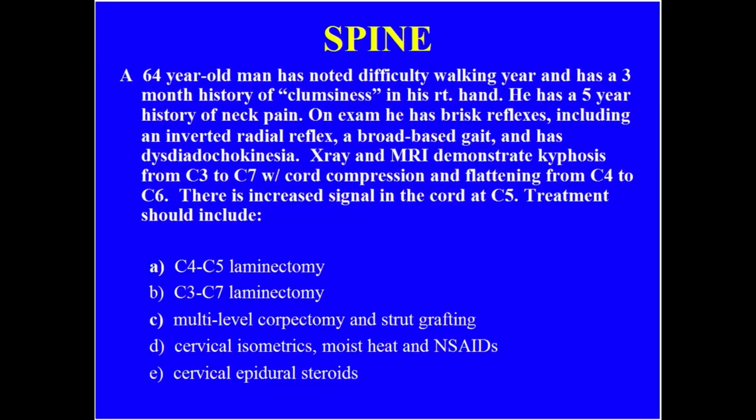A 64-year-old man noted difficulty walking for a year and has a 3-month history of clumsiness in his right hand. He has a 5-year history of neck pain. On exam, he has brisk reflexes, including an inverted radial reflex. That is a reflex where you tap on the brachioradialis. It's a spinal cord release sign. Rather than doing this, the long finger flexors, because this cord is disinhibited by the stenosis, the long finger flexors contract. And that's called an inverted radial reflex, which is a sign of cervical myelopathy, specifically with cord compression at C6.